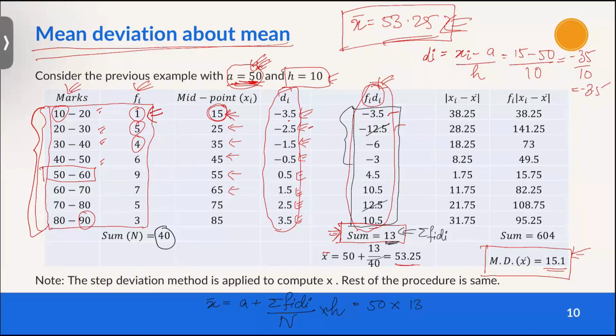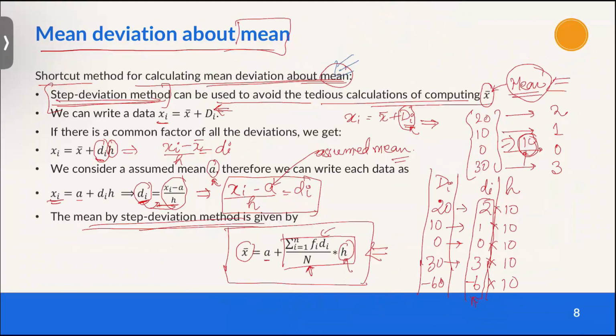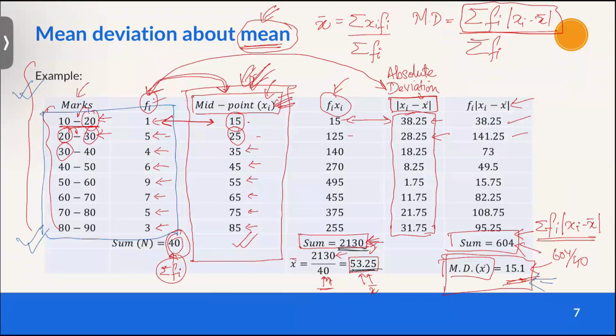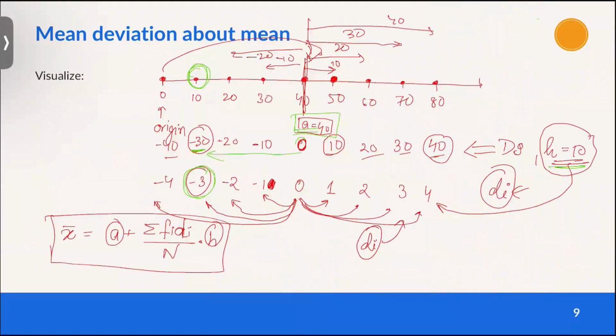You're taking the sum and it is coming out to be 13. Then you divide it by 40, and then you multiply it by h. Here you have to multiply it by h, which is 10. This will come out to be 53.25. And this is it. The step deviation method is only to calculate the mean. The next step of the table is same as what we did earlier. You see this mean 53.25 is same as the earlier mean 53.25, right? Now next step is same.